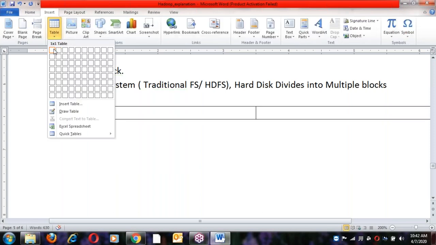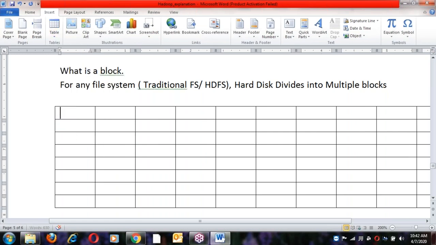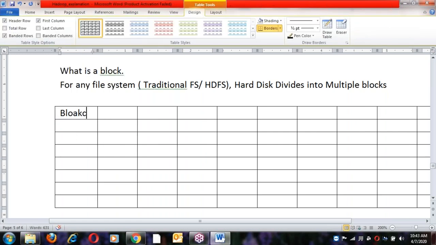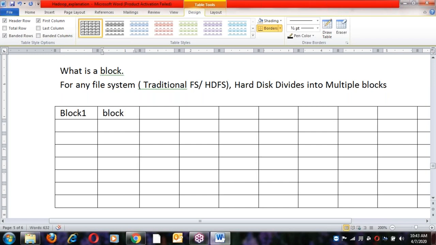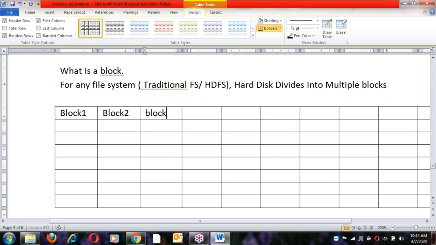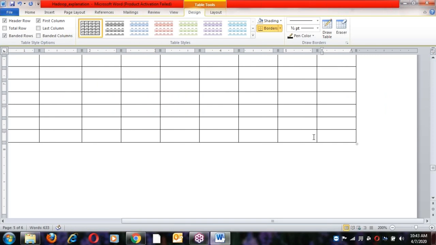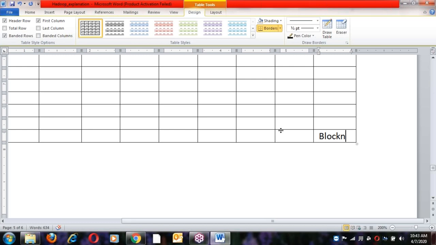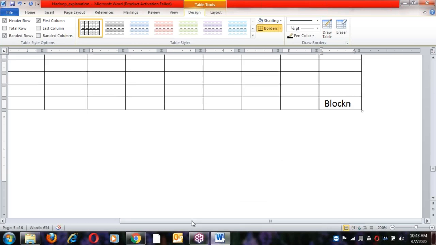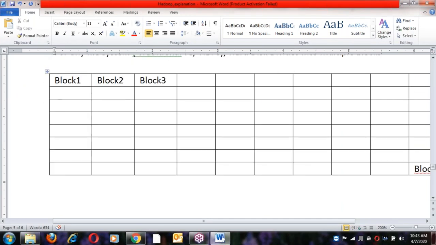So this is the disk. Block one, next block two, next block three, like this, multiple blocks here. The last block is block n. Multiple blocks like this. The number of blocks depends on the file system and on the disk volume.